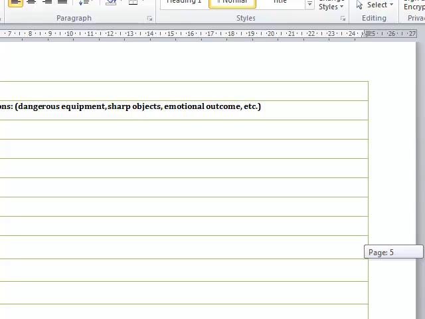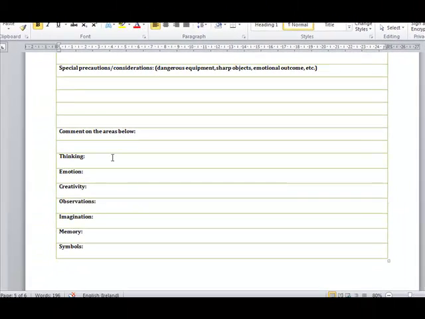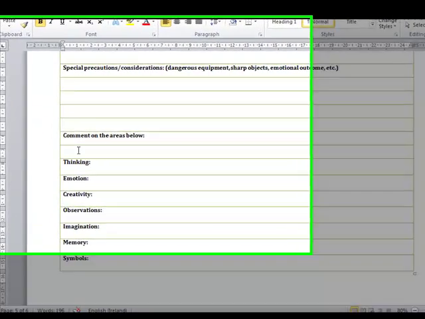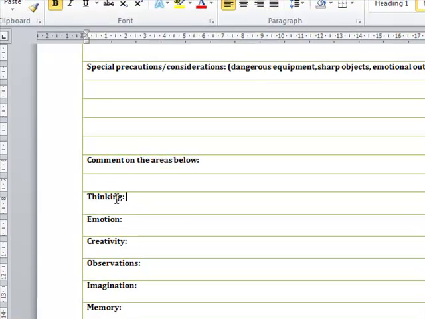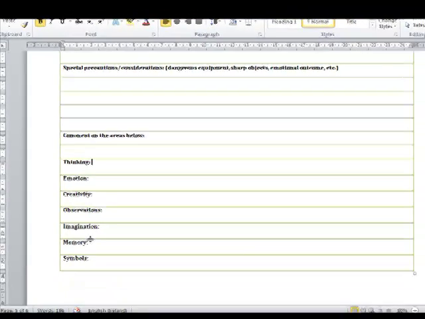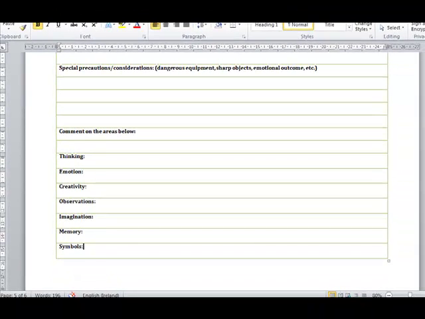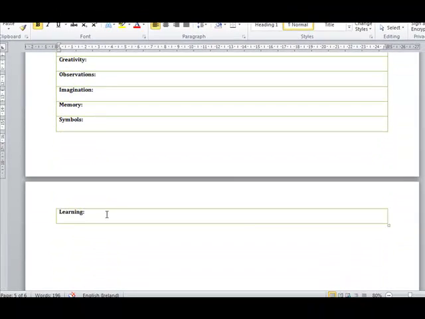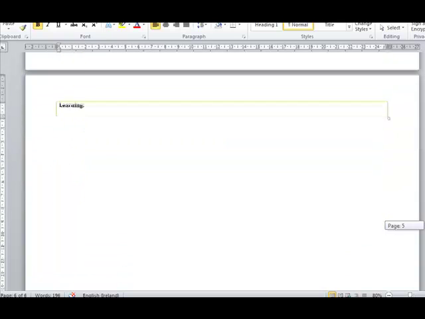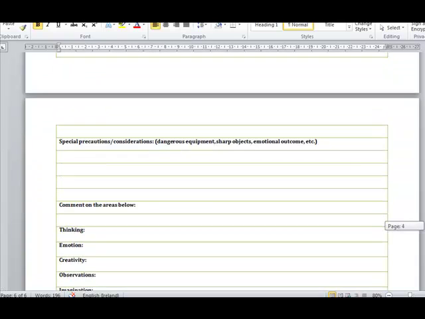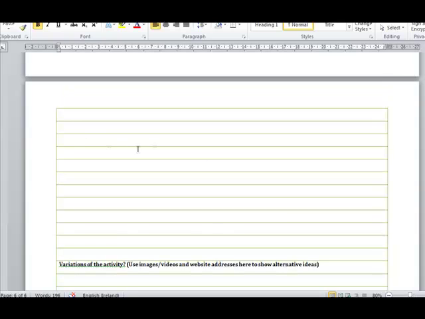So in this area then I want you to comment on what you think, what are your comments in relation to thinking, what is happening within the activity in relation to thinking, emotion, creativity, what are your observations, imagination, in terms of memory and symbols. So I want you to have a look at those and learning as well, maybe to identify particular learning for yourself. What is it that you've learned from doing the activity? Lots of space in there to add in images.